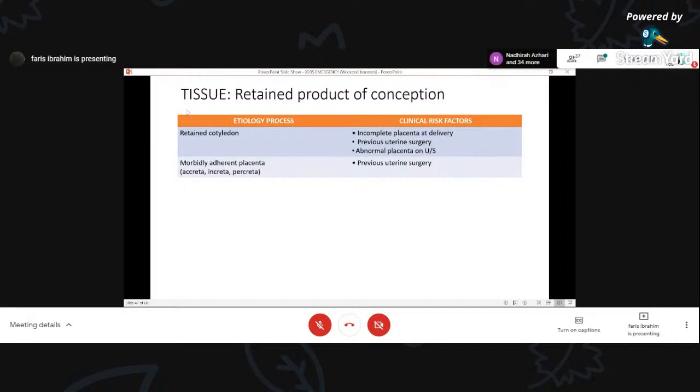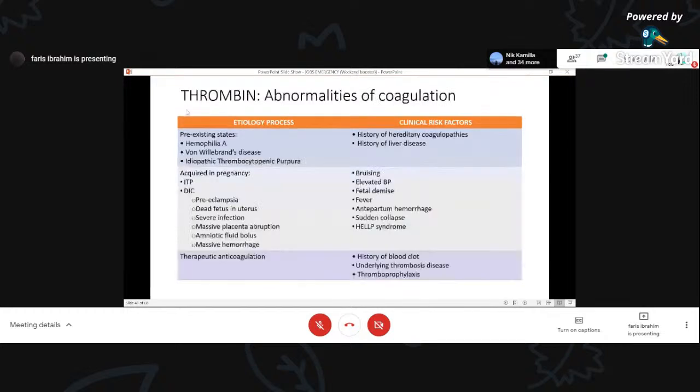Okay, yang paling teruk adalah percreta lah. Percreta tu dia invade adjacent organ. Maksudnya dia invade the endometrium, dia invade the myometrium. Eventually dia keluar daripada myometrium tu, dia pergi kepada colon, dia pergi kepada bladder, dia invade pula the bladder. So this one is very life threatening condition lah for percreta. So tu basically the idea lah. Kenapa morbidly adherent placenta ni can cause PPH. Okay, now abnormalities of coagulation, this one is medical. Apa-apa yang boleh masalah dengan darah.